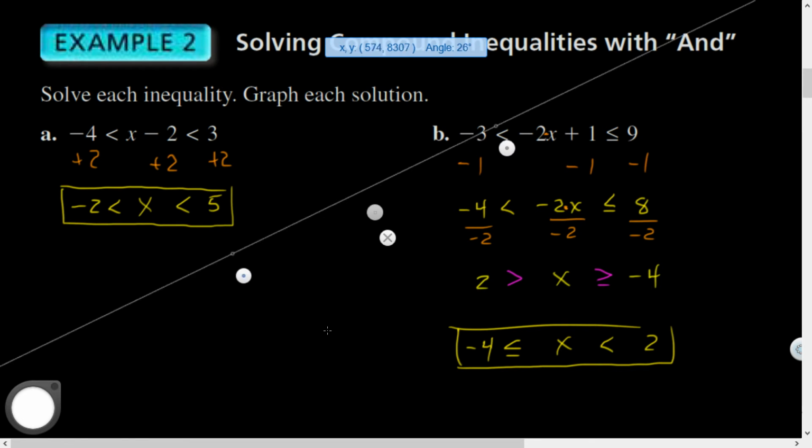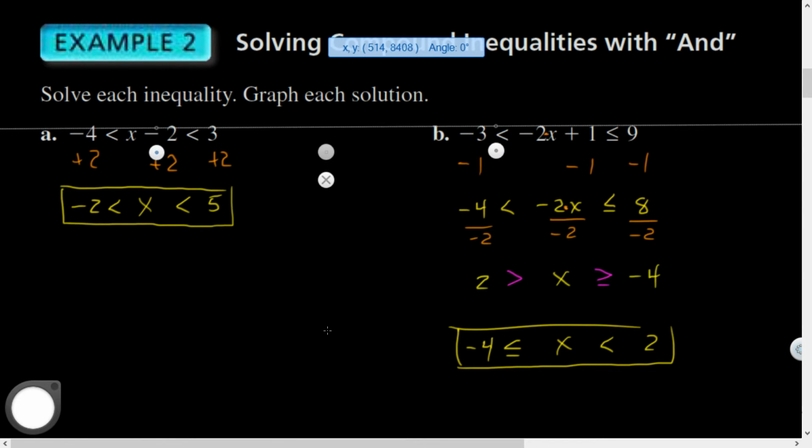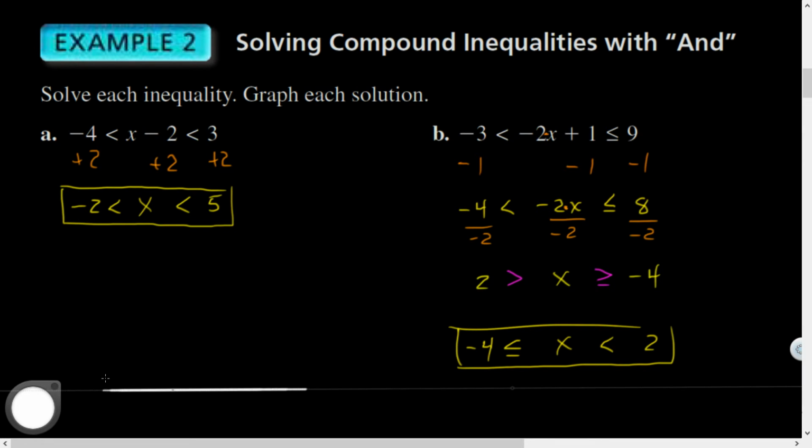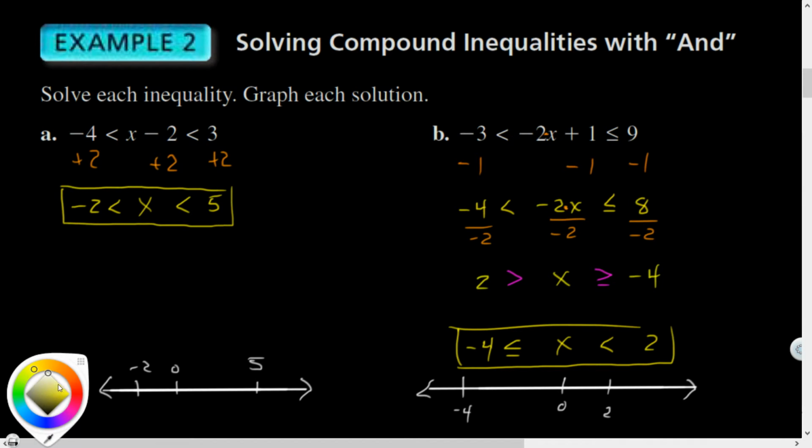Let's graph these. And over here, I will have -2. I'll have 0, and 5 is further than 2 is from 0, so that's roughly my scale there. Here I'll have -4. I'll have 0, and 2 is closer to 0 than 4 should be, so I should represent that on my scale.